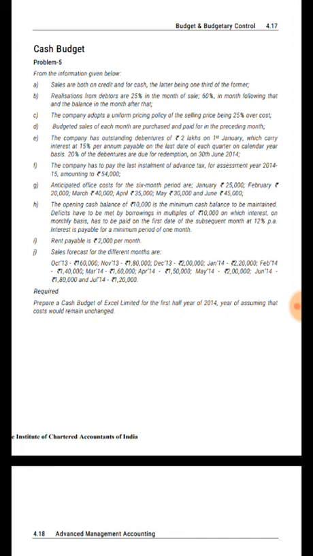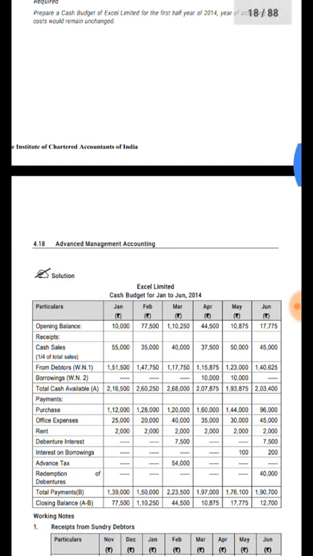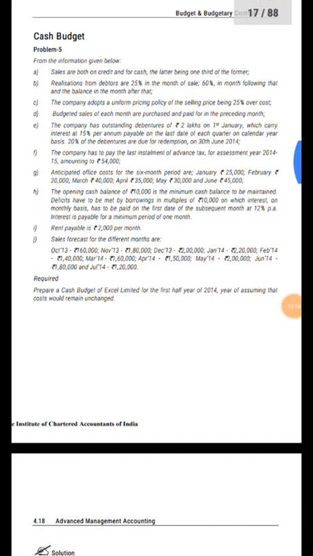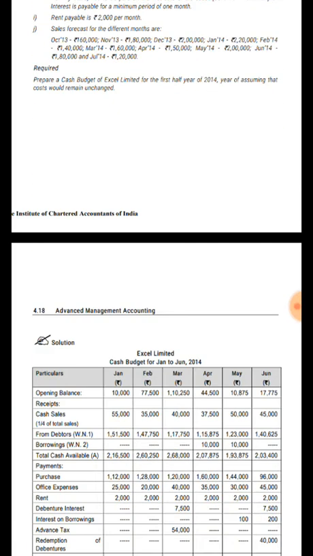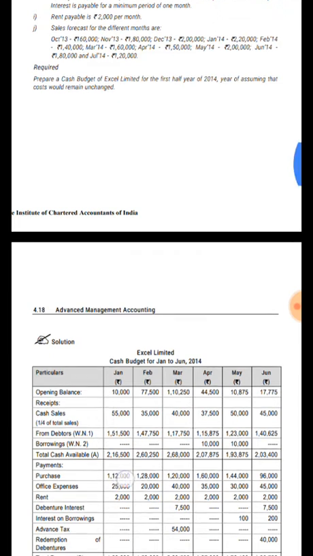Okay, so what we have to do: 1,40,000 divided by 125%. You will get 1,12,000. Just like that, March's purchase is paid in February. Whatever amount is there in March, 1,60,000 divided by 125%. Just like that, April in March, May in April, June in May, then July in June. Like that we will find out the purchases.